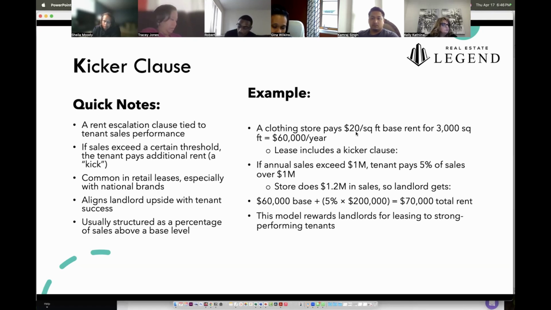So a clothing store pays $20 base rent, and then they'll kick the landlord maybe 5% at the end of the year if they did over X amount. So in the lease, the landlord will say, if you do anything over $1 million, for example, you kick me 5% of whatever you made over $1 million. So on the $200,000 extra they made, if they made 1.2 million, they would give 5% of that 200,000 to the landlord for an additional 10 grand or whatever it is. And so it's just a kick. Okay. That's all it is. It's very similar to a percentage lease.